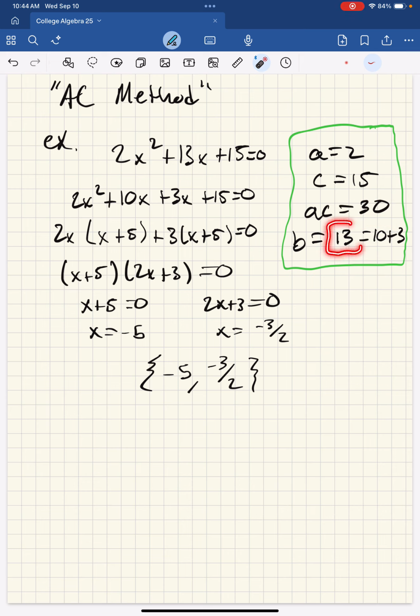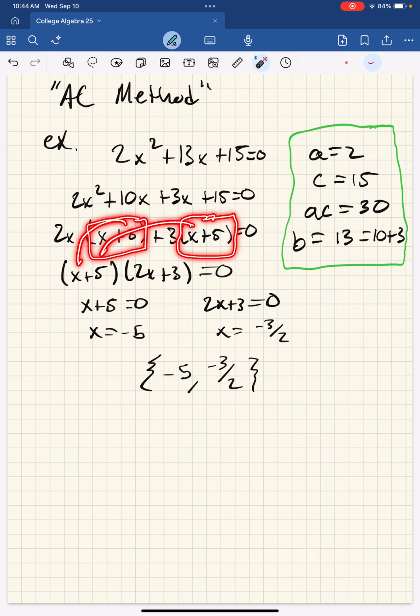So our B is 13. Two factors of 30 that add to 13 are 10 and 3. So we split those up. The next part is called factoring by grouping. So we look at this group and factor out the GCF. Look at this group, factor out the GCF. And a helpful hint is the parentheses will have the same binomial.